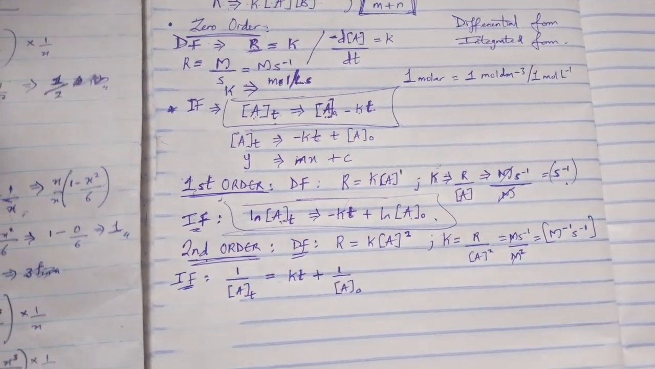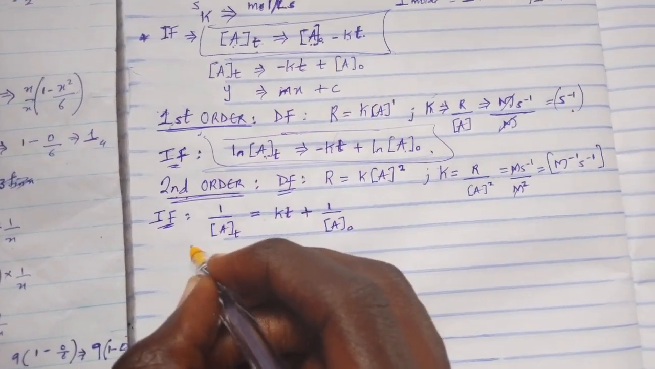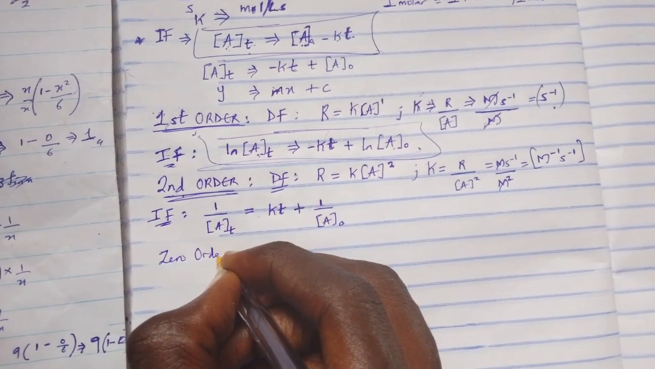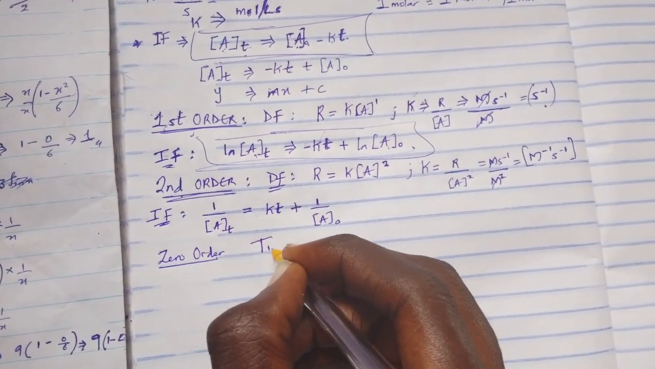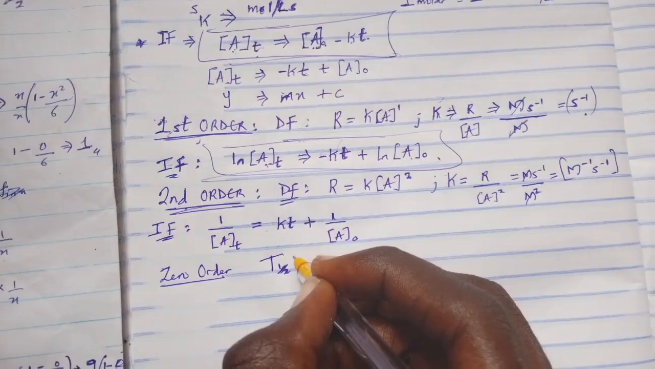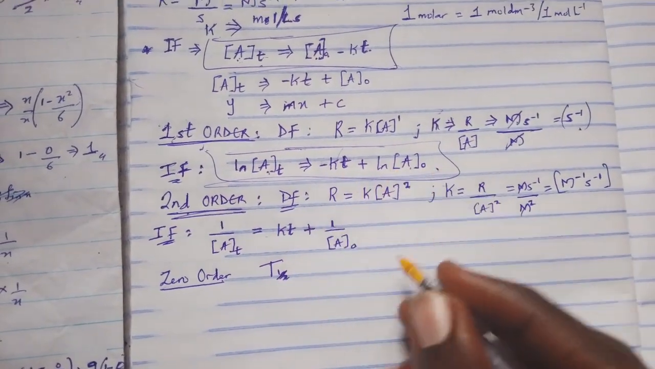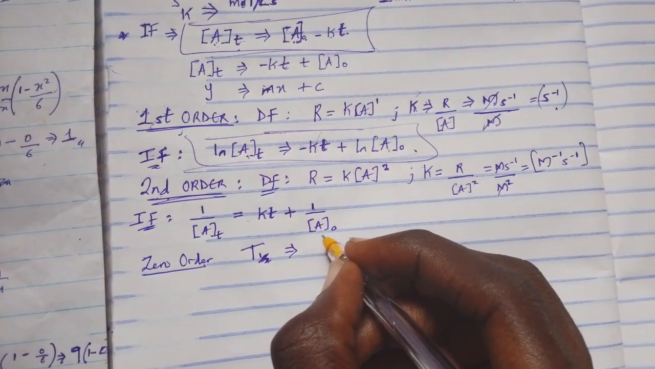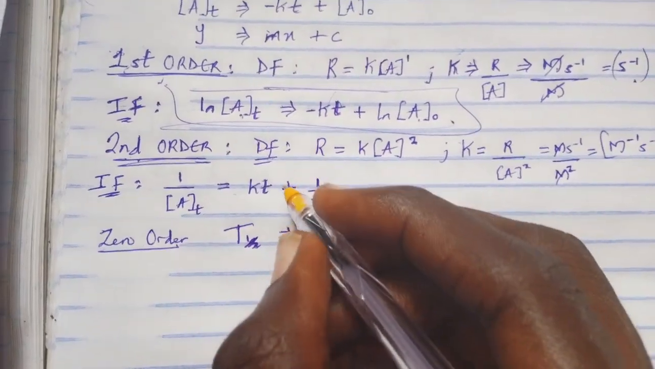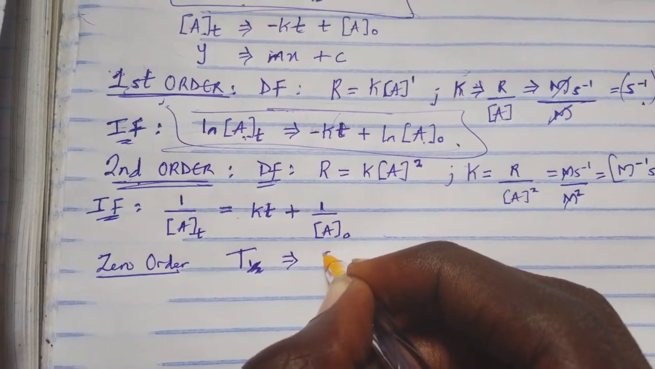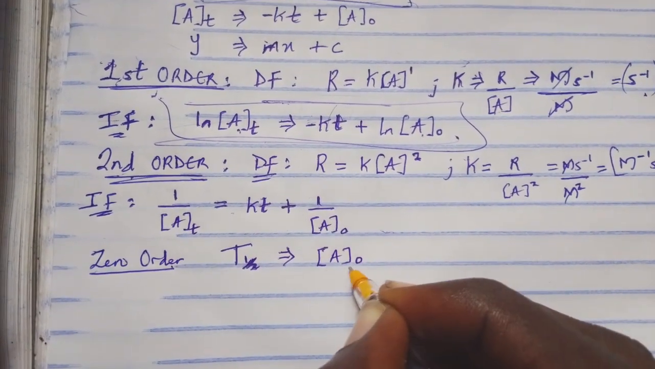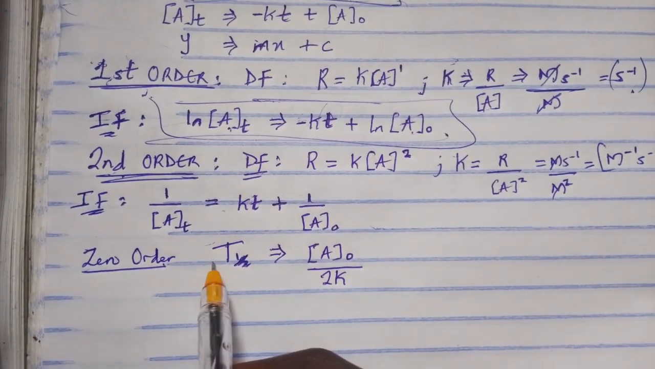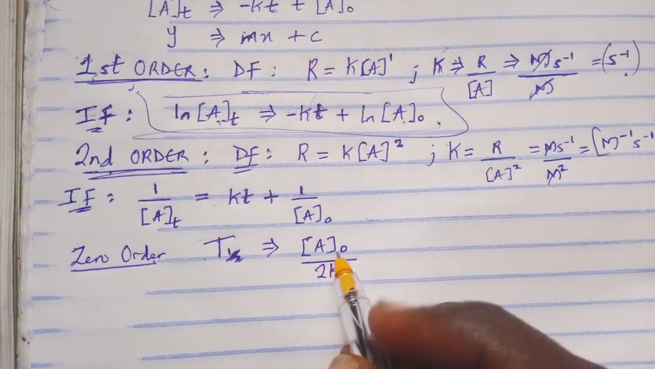So before we end this video, let's quickly brief their half-lives. Now for the zero order, the half-life is the time taken for half of the concentration of the reactant to decompose. So the half-life is equal to the initial concentration over 2K. So just know this formula, that the half-life depends on concentration. It's very important, and this is their relationship.